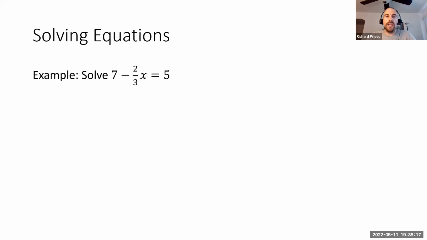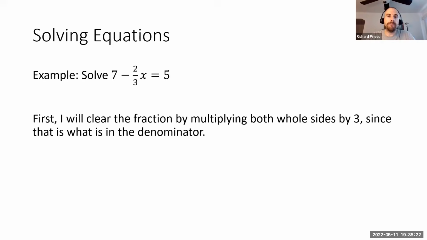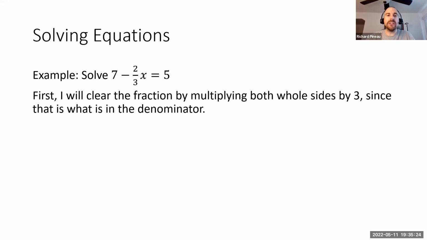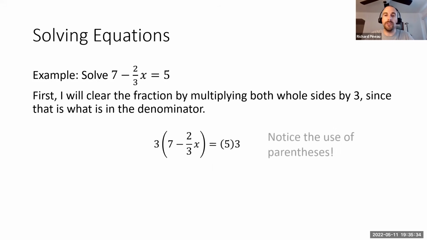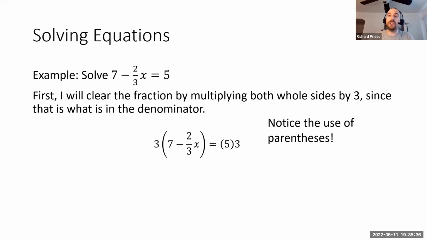So to solve this equation, 7 minus 2/3 x equals 5, here's the process. Okay, I'm first going to clear fractions by multiplying both sides by 3. Why 3? Well, that's what I see in the denominator. So here's what that looks like. Notice on the left side, I'm using parentheses. Very, very important as a grouping symbol. This shows it's being multiplied by both whole sides. And on the right side, we have 5 times 3.